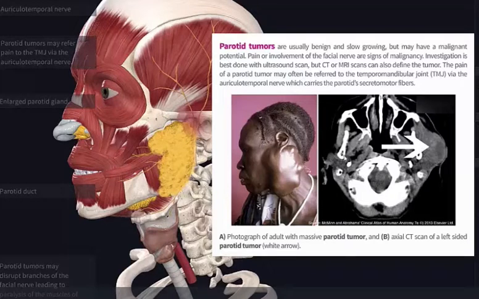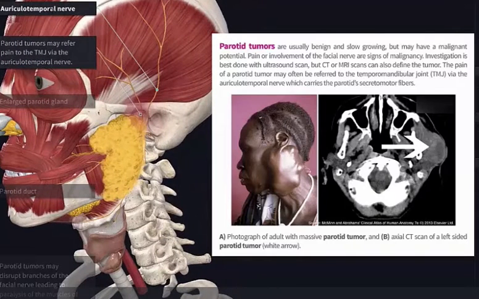The pain of a parotid tumor may often be referred as well to the TMJ via the auriculotemporal nerve. The auriculotemporal nerve is over here, and if you have irritation of the auriculotemporal nerve, as this is primarily a sensory nerve coming from the trigeminal nerve, you can imagine that that is going to refer pain to the temporomandibular joint. In addition to that, this nerve also carries the secretomotor fibers.